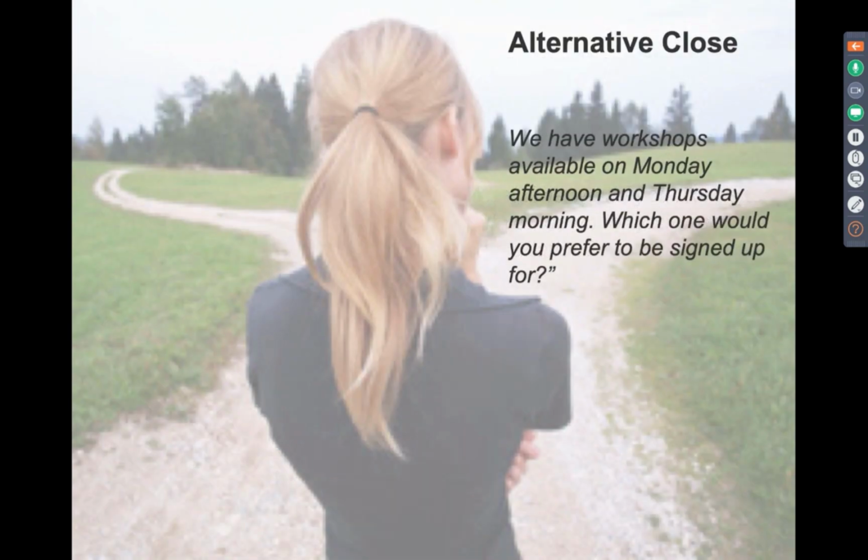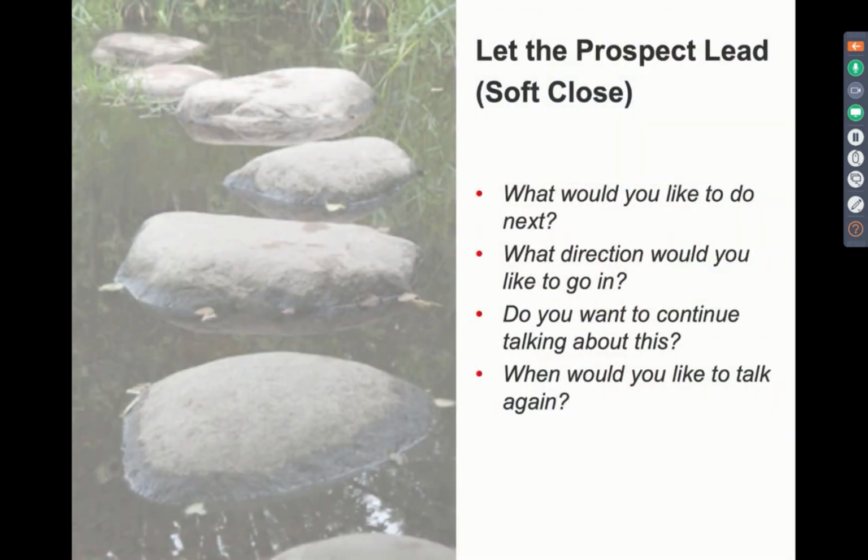The alternative close is basically assuming and giving two options. We have workshops available on Monday afternoon and Thursday morning. Which one would you prefer I sign you up for? So you're giving two options there. Then there's letting the prospect lead. I probably lean more in this direction. You could look at this as the soft close, asking questions like, what would you like to do next? What direction would you like to go in? Do you want to continue to talk about this? When would you like to talk again?